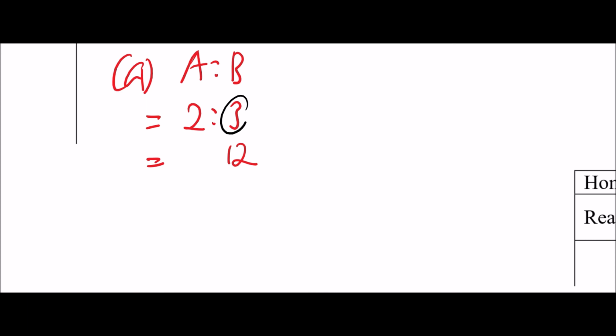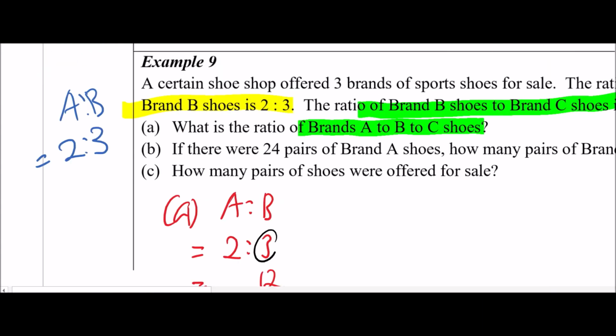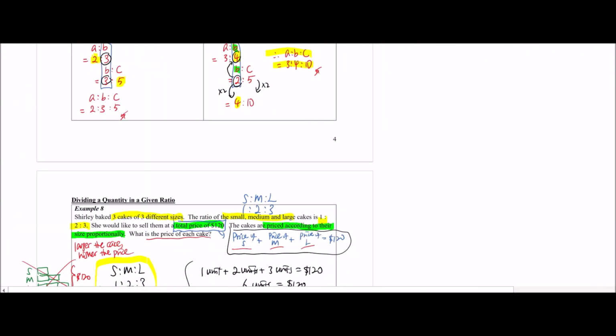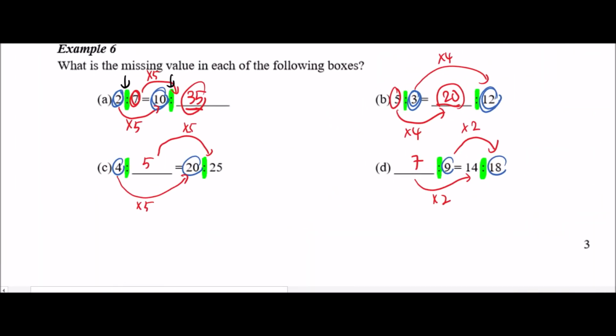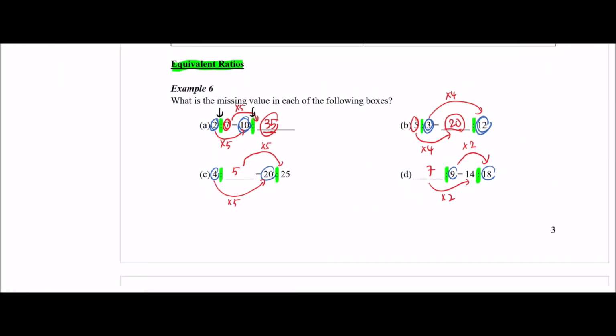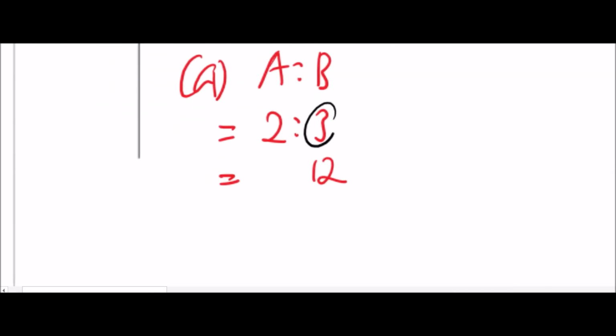So if I were to turn this number into 12, what skill are we using here? We are actually using the skill of equivalent ratios over here. If you don't remember, please refer back to this part. We are using the idea of equivalent ratios. So for 3, I want to turn it into 12. I multiply both sides by 4. And I should get the equivalent ratio of 8 is to 12 for A is to B.